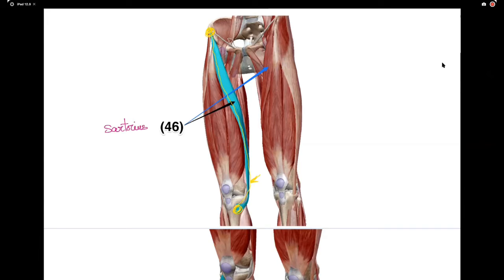And if you remember, the sartorius is traveling in front of the hip joint. So if it travels in front of the hip joint, can you remind me what action it would help with? It's going to be dragging the thigh to move forwards. So what do we call this action? If the sartorius is traveling in front of the hip joint, what action is it going to help with? Yeah, exactly. Flexion of the thigh at the hip.